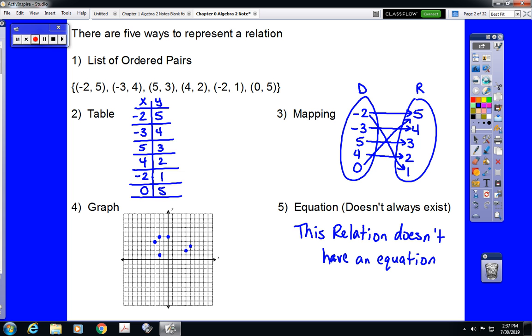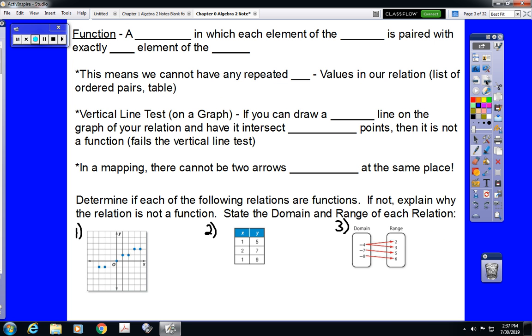Okay, final slide for this video deals with the vocabulary of the word function. Okay, so a function is defined as a relation in which each element of the domain, that's your x values, is paired with exactly one element of your range. Range, again, is your y values, your output. Okay? This means you cannot have any repeated x values in your relation.